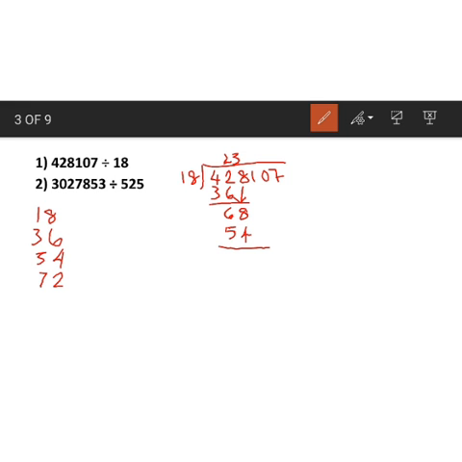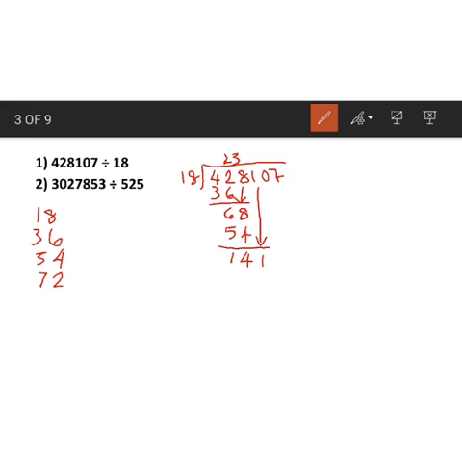Now we have to do the subtraction. 68 minus 54, we get 14. Now we have to bring down the next digit, which is 1, so that our number becomes 141. Now we have to check whether 18 goes in 141.